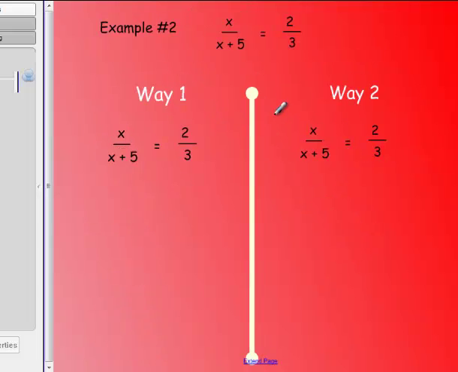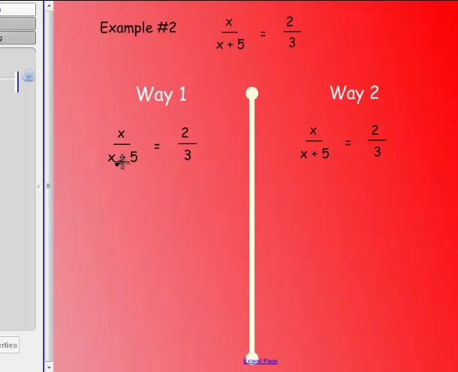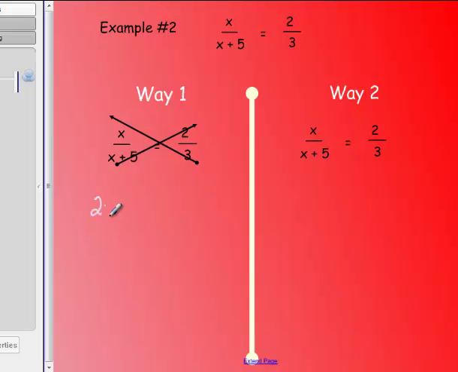Okay, example 2. Way 1 is good old-fashioned mathematics. You may look at this and say, hey, this is what we did the other day. This is a proportion, so I can cross multiply. You're absolutely right, you can. So if I cross multiply here, I get 2x plus 10 equals 3x. I'll solve. X is 10.